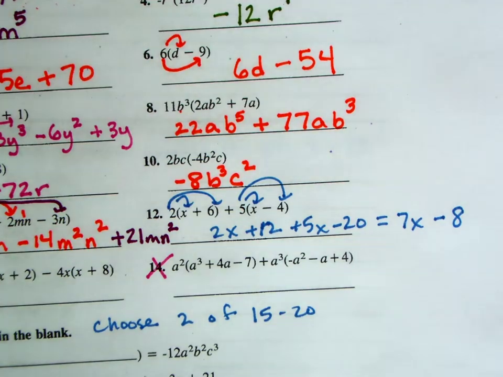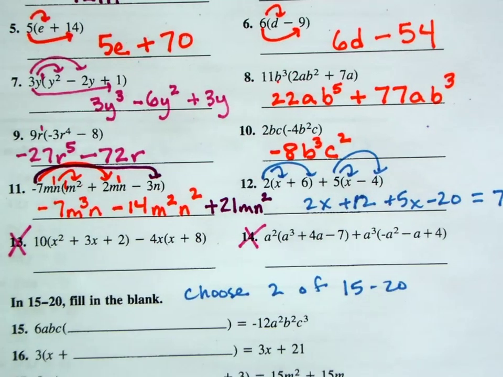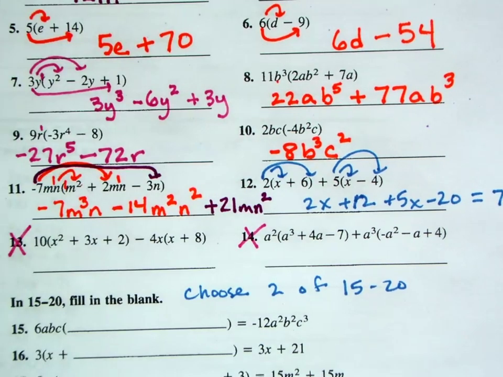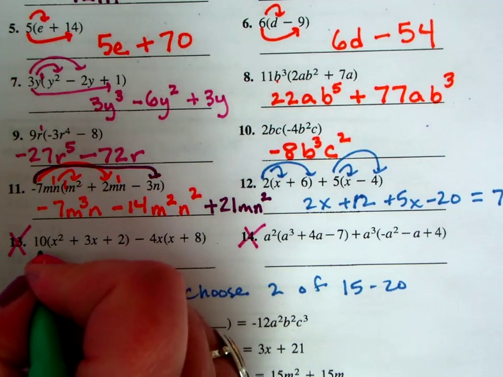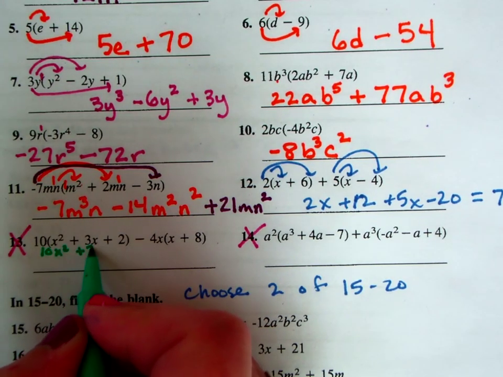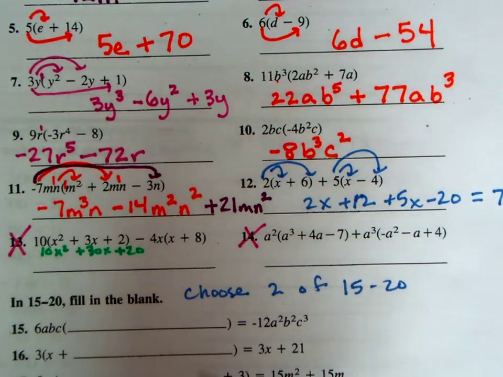All right, so these two are just kind of like the last two problems, and you certainly are capable of doing them, but let me just kind of write what each piece would be. 10 times x squared would give you 10x squared. 10 times 3x would give you 30x. 10 times 2 would give you plus 20.